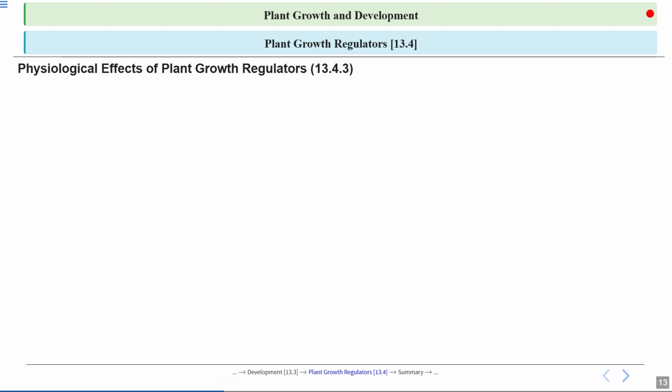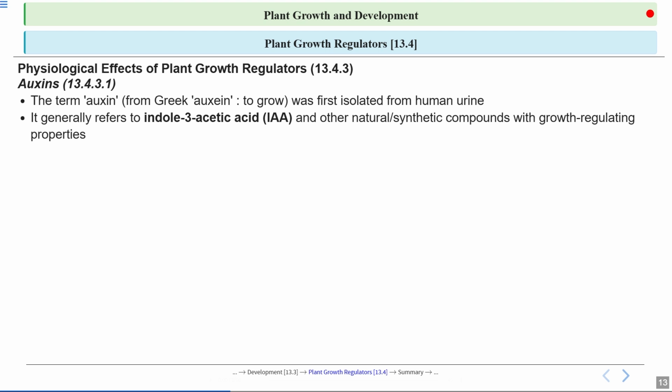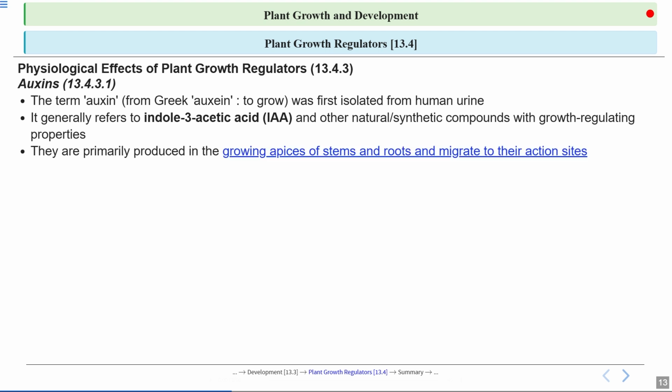Now, the physiological effects of plant growth regulators. First, we will talk about auxin. The term auxin, what is the meaning of auxin? To grow. This was first isolated from human urine, right? Later, when it was tested, it turned out to be an indole-based compound, and the chemical name is indole-3-acetic acid, abbreviated as IAA. This is the natural auxin, but there are some synthetic ones also. They are primarily produced in the growing apices.